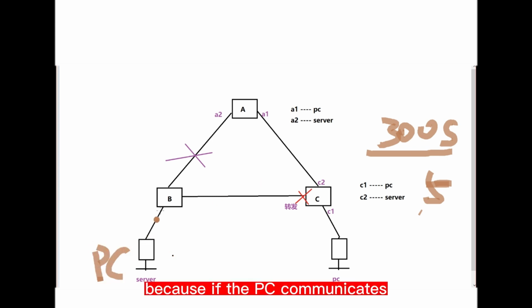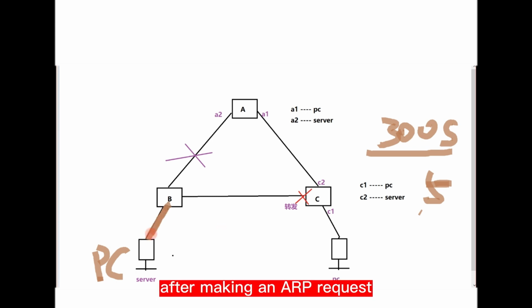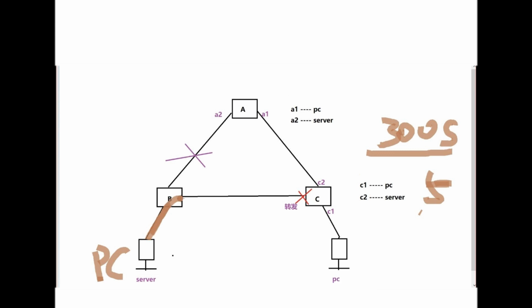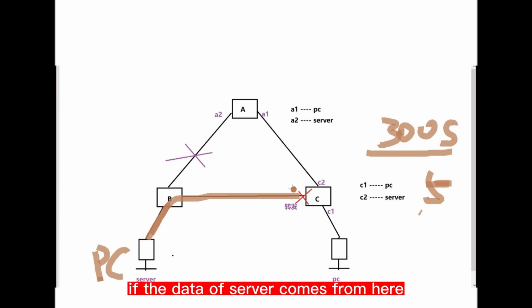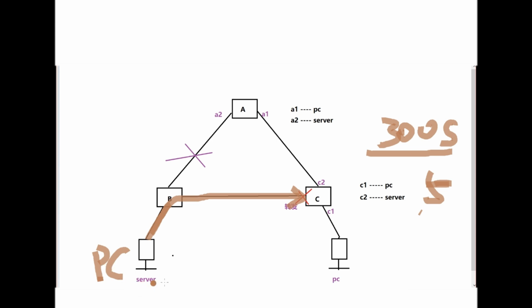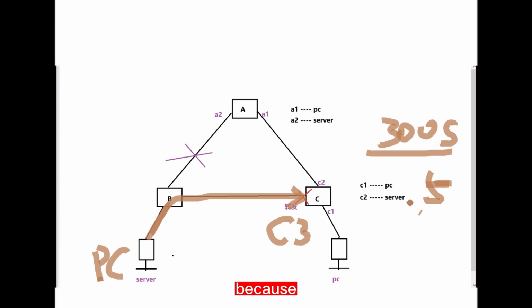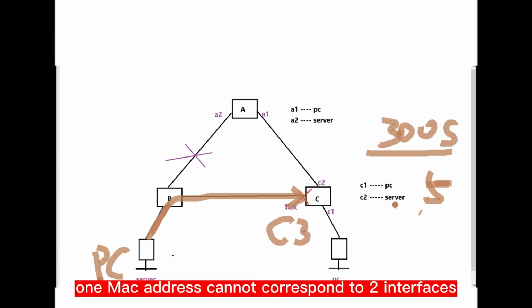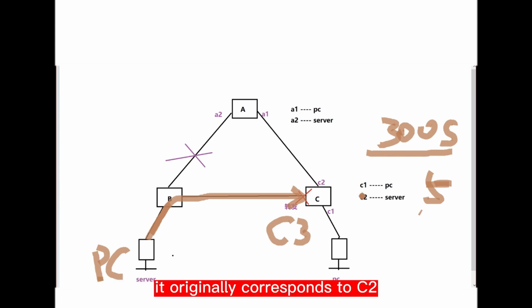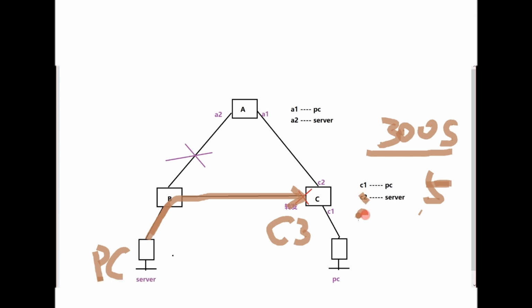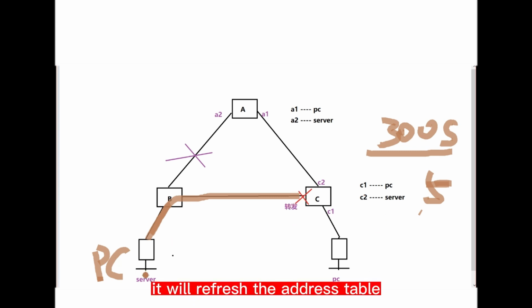Because if the PC communicates and this link is broken, it must send ARP. After making an ARP request, data will come from here. If the data of the server comes from here, suppose this interface is C3, you will map such a MAC to C3. Because one MAC address cannot correspond to 2 interfaces. It originally corresponds to C2, but it received from C3, so it will refresh the address table.